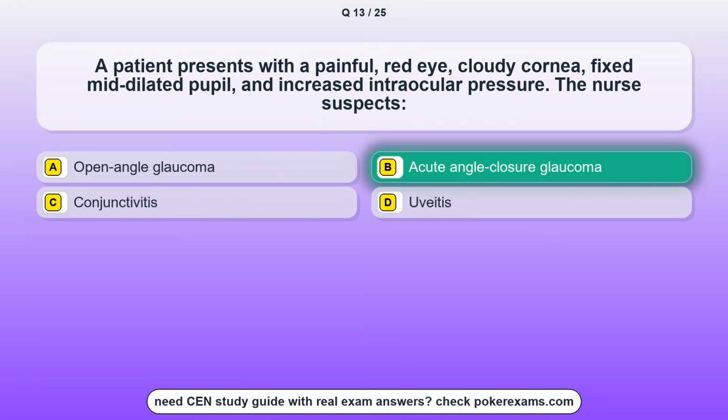The correct answer is option B, acute angle-closure glaucoma.